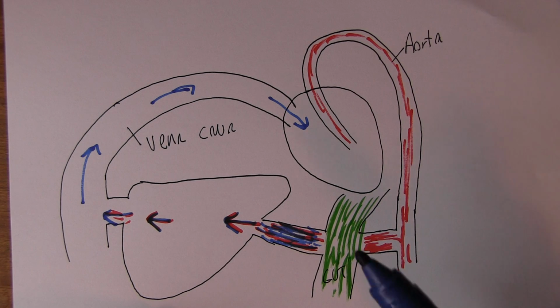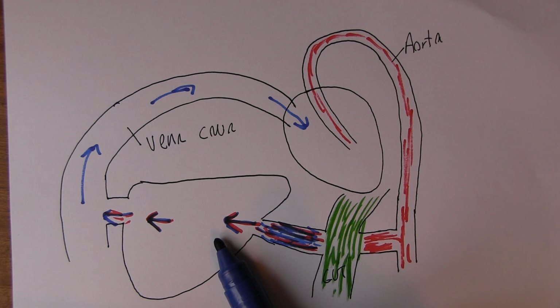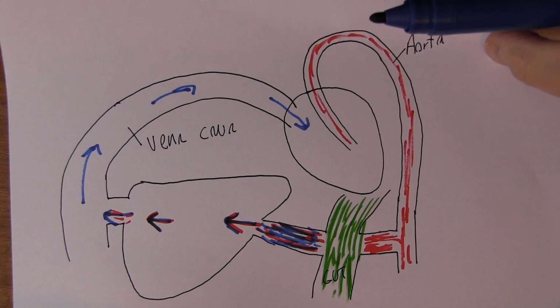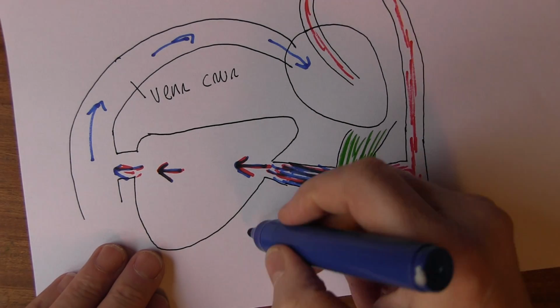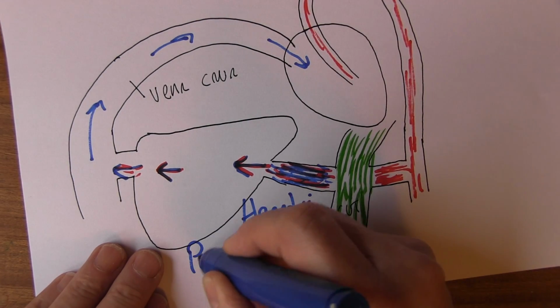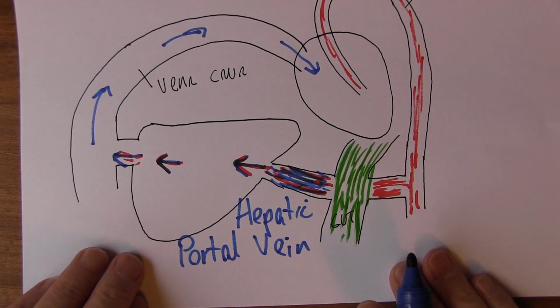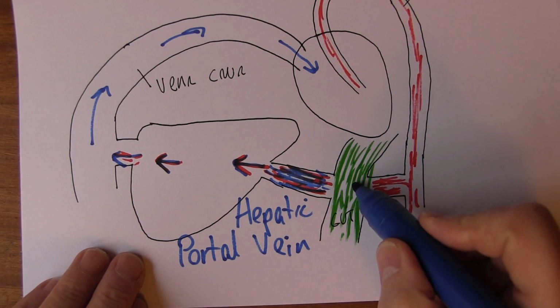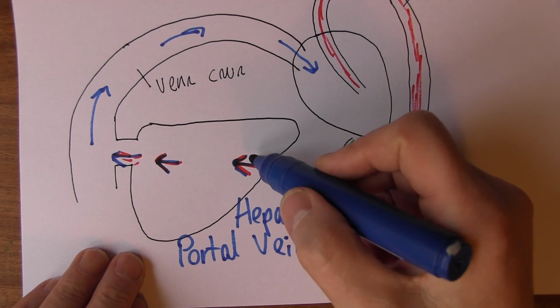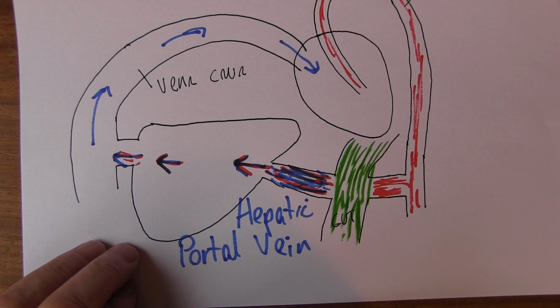Now, this vein here, joining the gut to the liver, starts in capillaries in the gut and ends in capillaries in the liver, in the sinusoids in the liver. And this vein here is called the hepatic portal vein. And there's only two veins actually in the body that start in capillaries and end in capillaries. The other one is connecting the hypothalamus to the anterior pituitary gland.